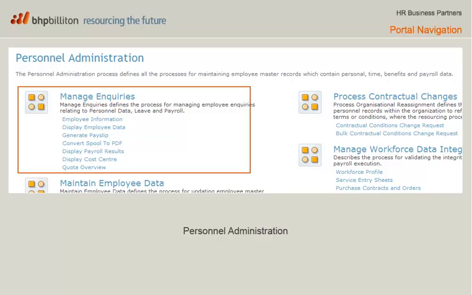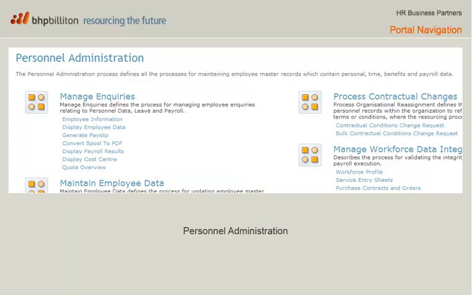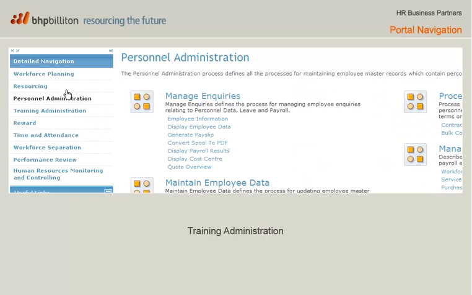Access the Manage Enquiries links to assist in answering payroll and leave enquiries. Maintain employee data allows the HR business partner to amend their own personnel details via the portal. Process contractual changes is used to request any changes to terms and conditions, excluding resourcing process. Manage workforce data integrity is used to validate integrity of personnel records prior to payroll execution. Now we have completed personnel administration.